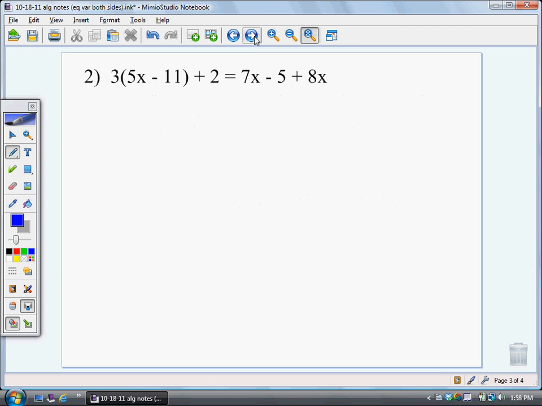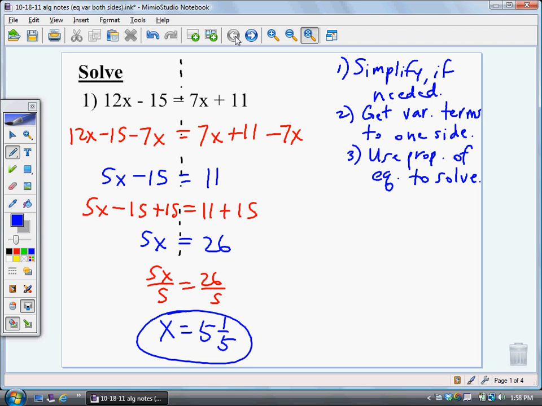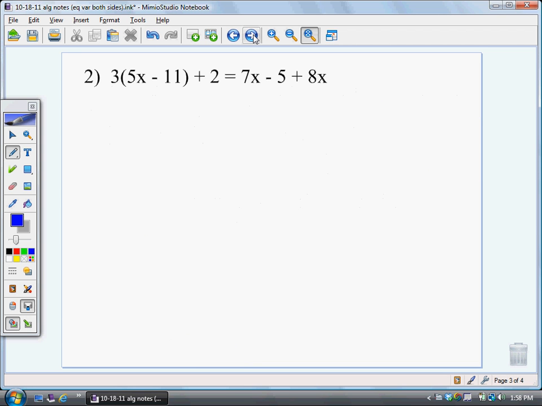And I have two more examples left. We'll work through these, one of them for each type. One will be an identity and one will have no solution, just to show you. Remember this first one that I did, that one there was a solution. 5 1/5 was the solution. But now we're going to do some that don't have solutions.